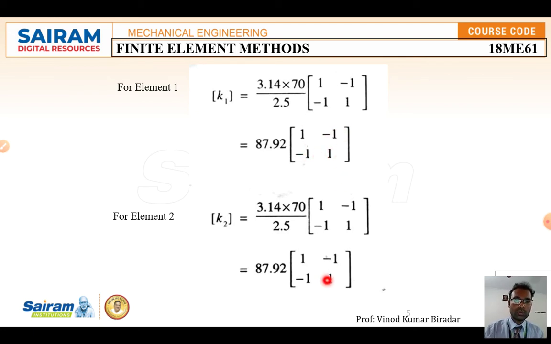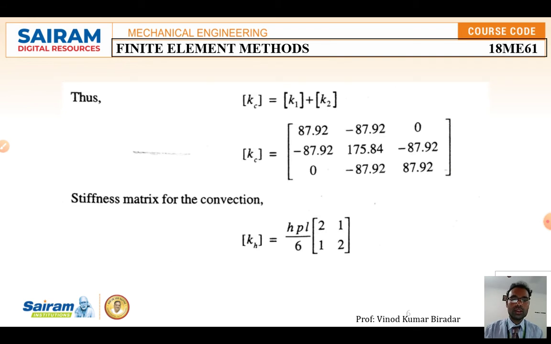Similarly, you add both, which gives a 3 into 3 matrix, since node number 3 is the maximum in the given problem. This gives Kc, the heat due to conduction. But we want the global stiffness matrix, which is equal to Kc plus Kh.